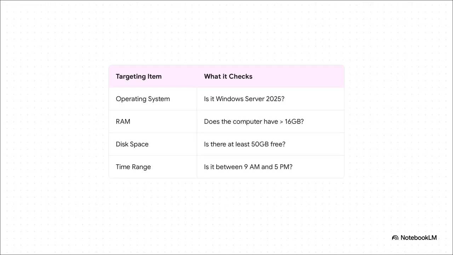And the options for targeting get incredibly deep. You can apply a setting based on the exact version of the operating system, or only if a computer has more than, say, 16 gigs of RAM. You can check if there's enough free disk space before you try to copy a big file. You can even, and this one is my favorite, apply a setting only during business hours from 9 to 5. The possibilities are just amazing.